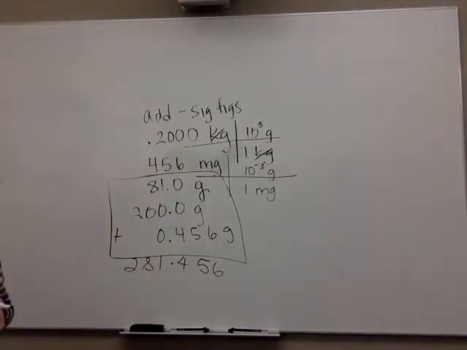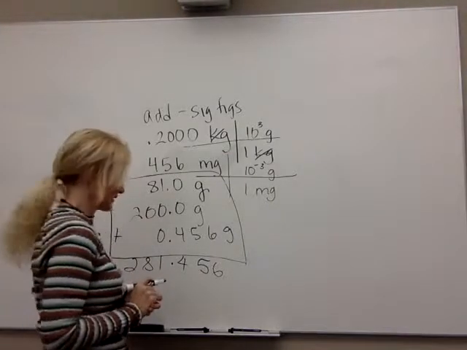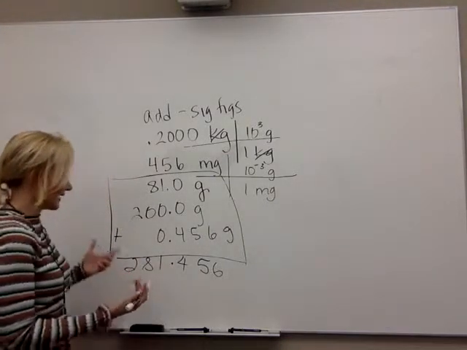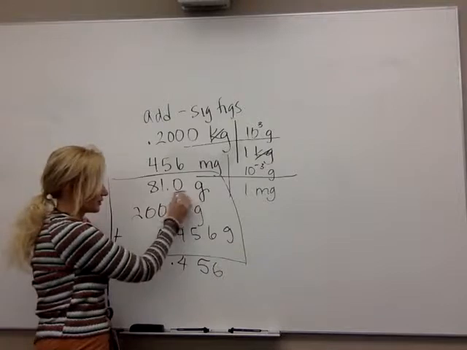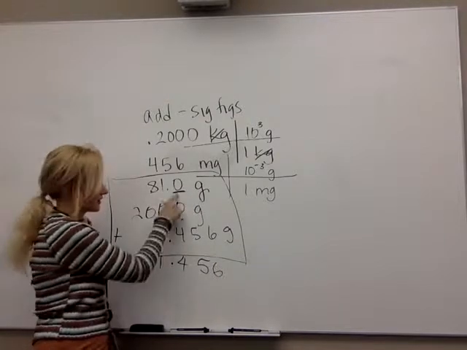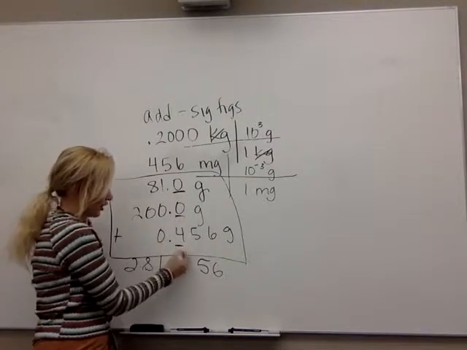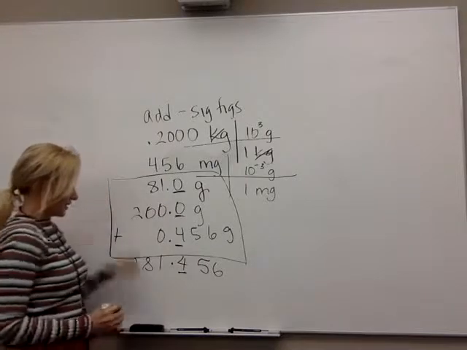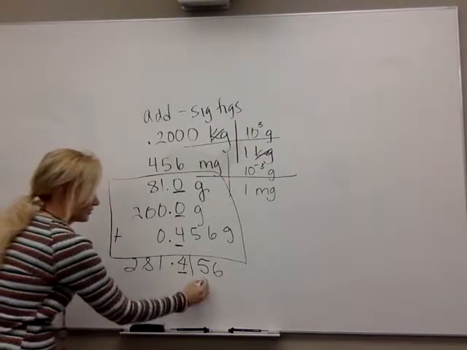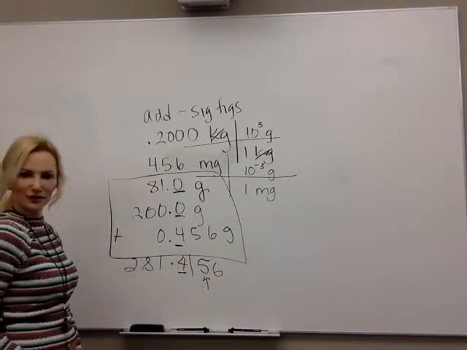And I get 281.456. But I can't leave it like that because the one with the least significant figures is the tens place for all of them. So that means I have to round this place. And looking at this number, it's going to round up.